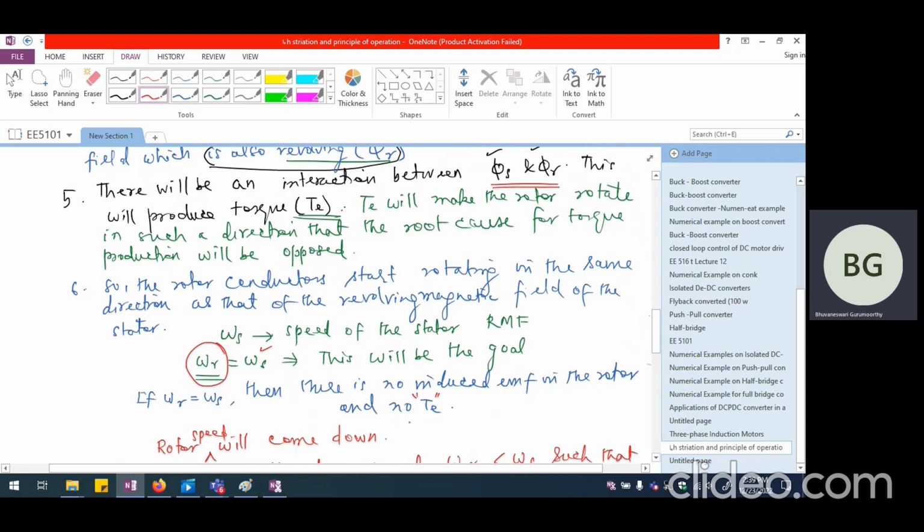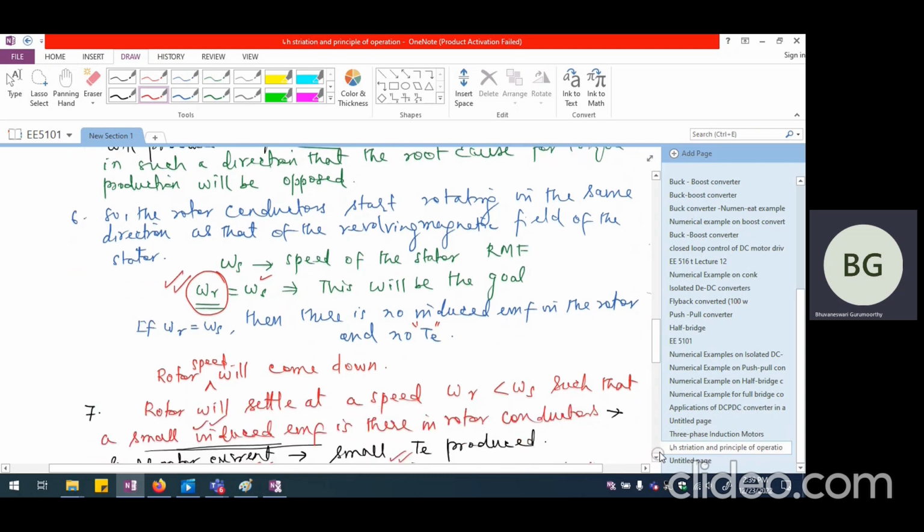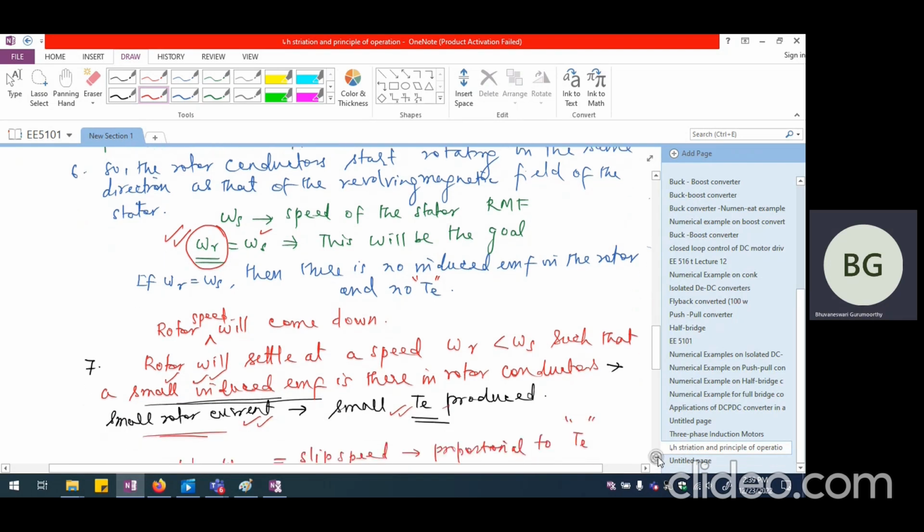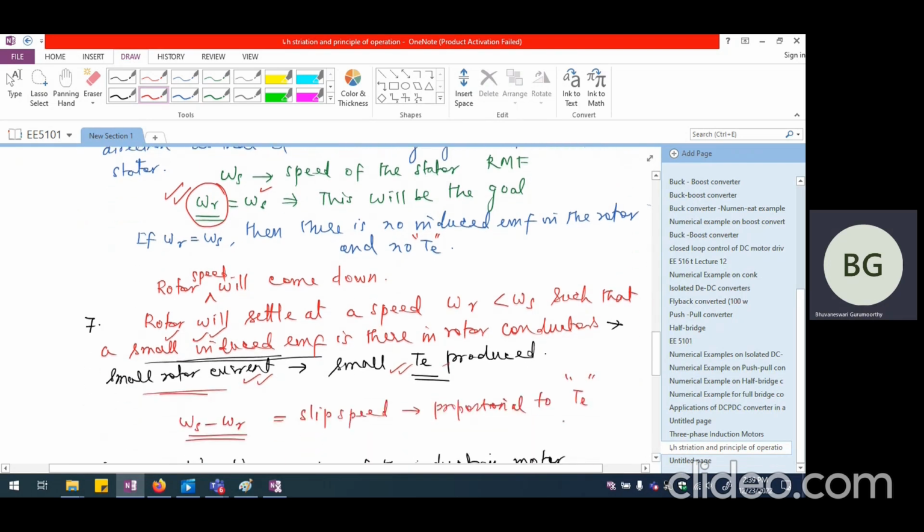So immediately the rotor will try to fall down from its original speed. The moment the speed decreases, immediately there will be induced EMF, there will be rotor current, there will be interaction between stator and rotor fluxes, and there will be a torque. So ultimately, the rotor will settle down at a particular value of rotor speed, omega r, such that a small amount of induced EMF and a small amount of electromagnetic torque are produced, which will be able to overcome the friction so that the rotation will be sustained.